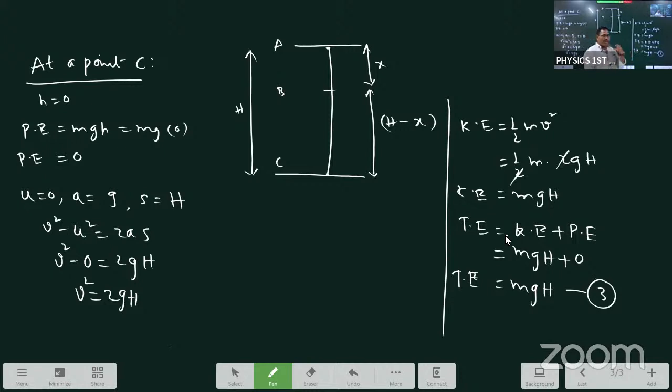Now you compare all three equations, equation 1, 2, 3. All three equations, when you compare them, you will get the same result, mgh. So from equations 1, 2, and 3, the total energy is mgh.